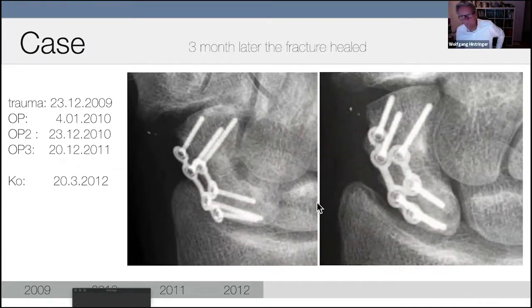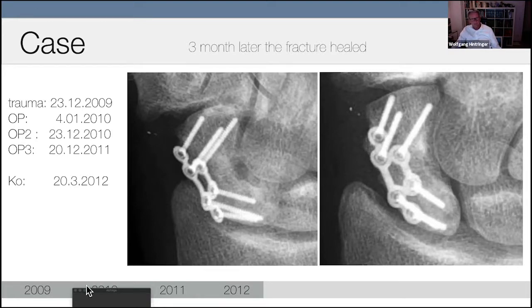Yeah, I see here some question. Is a cast not necessary after suturing the ligaments? I say, after putting in the plate, yes, we fix them with the cast for maybe 4 to 6 weeks. Yeah, and the ligaments can heal.